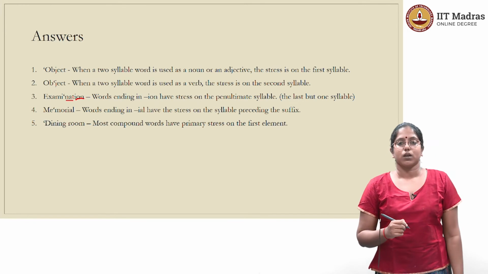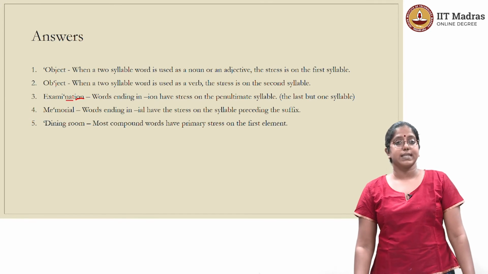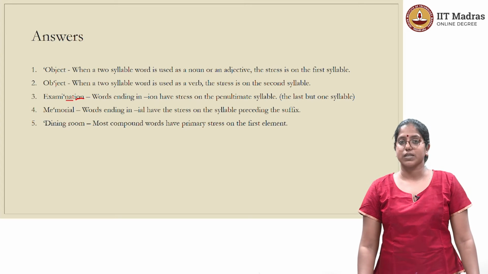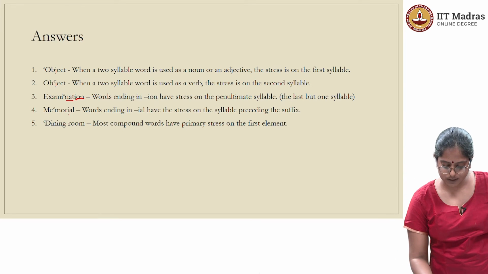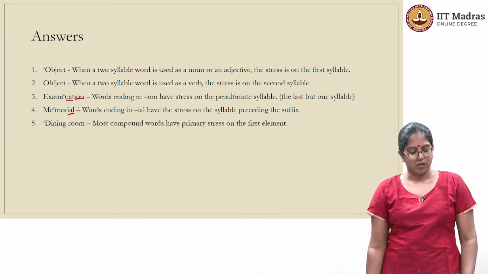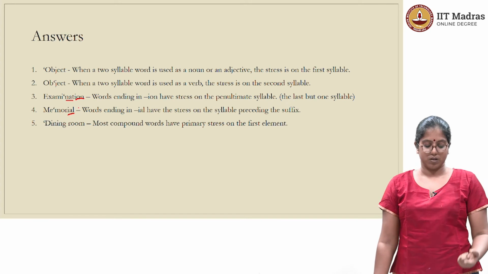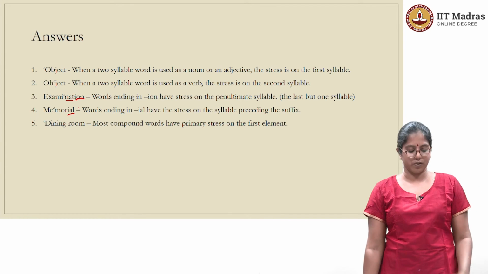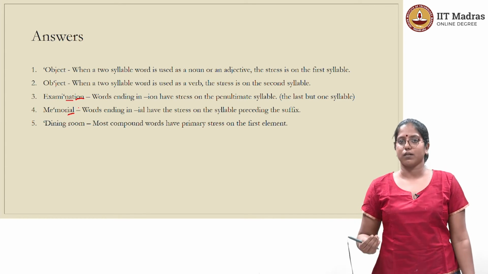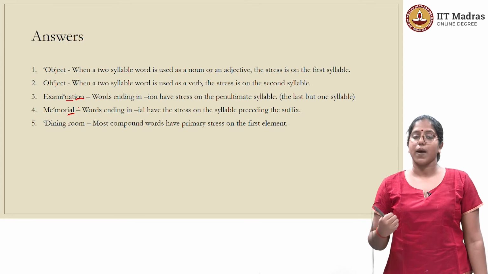Good. Now the fourth word is memorial. So again, words ending with the suffix ial have stress on the syllable preceding the suffix. So what's the suffix? ial. Let me mark it for you. And what's the syllable before ial? It's mor. So where does the stress fall? The stress is on the mo sound there. So it's memorial. Memorial. Get it? Repeat it after me. Memorial. Memorial.